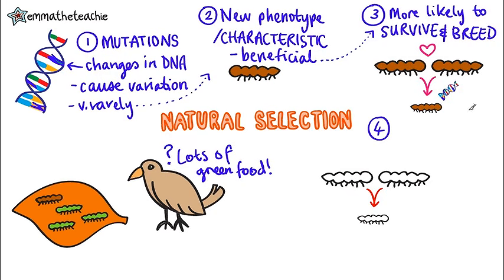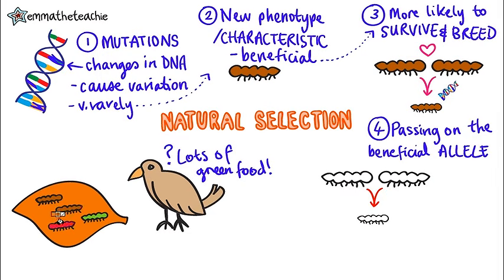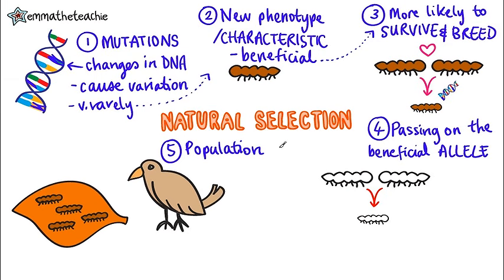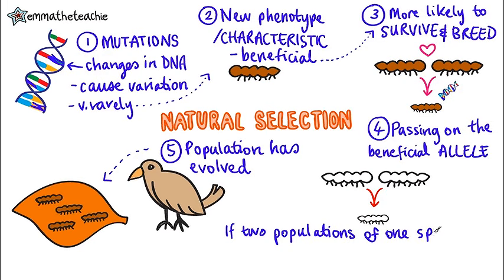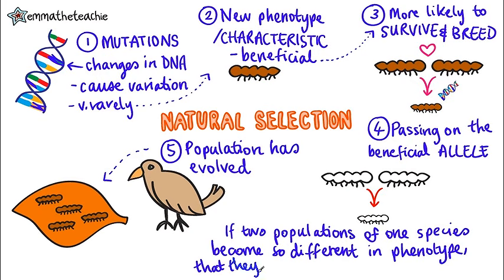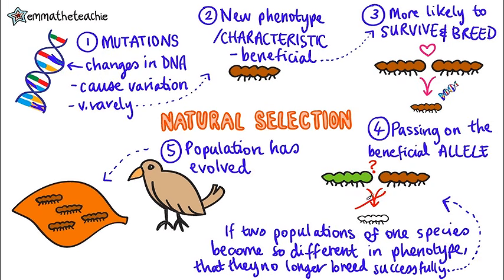When this happens, they're going to pass on that beneficial allele to their offspring. This will happen again and again until all of the population possesses the beneficial allele. We say that the population has evolved. If two populations from the same species become so different in their phenotype that they can no longer breed successfully to produce fertile offspring, like the green and the brown population of caterpillars, we say we've got a new species.